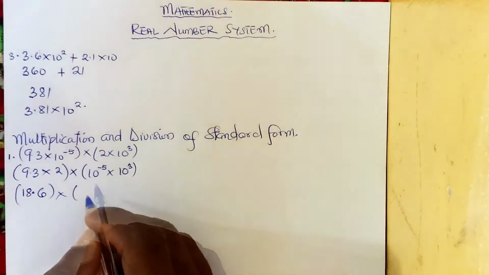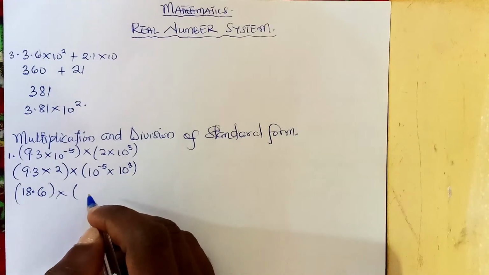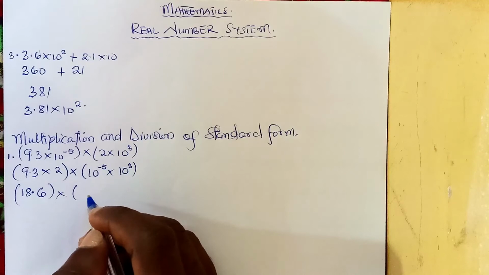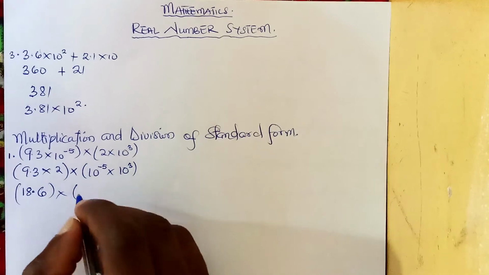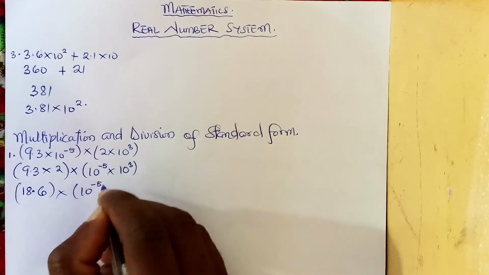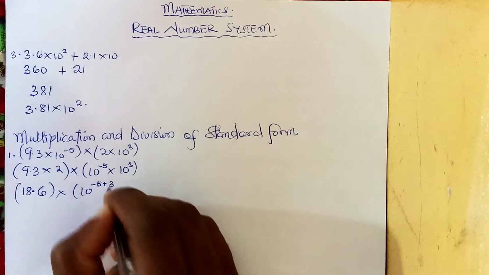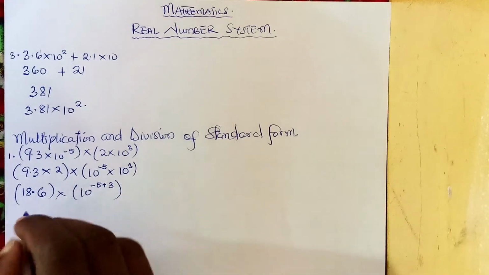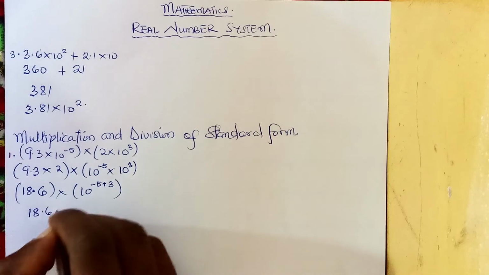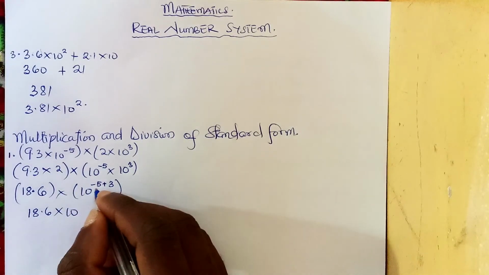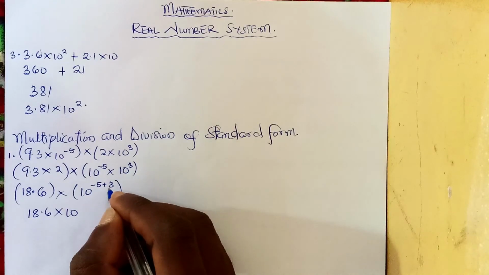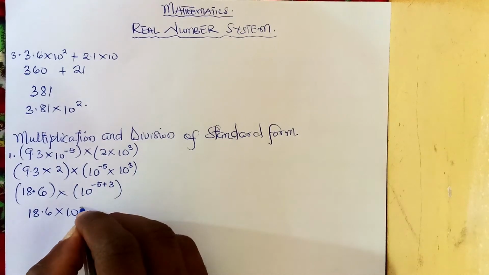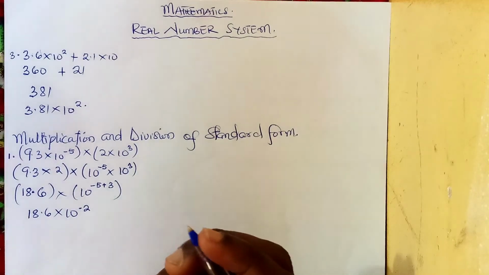As I told you, when numbers have the same base and they are multiplying, what do we do to their exponent? We add them. That's one we have to know. So we have 10 raised to the power minus 5 plus 3. So we are going to get 18.6 times 10 raised to the power minus 5 plus 3, which gives us minus 2. That's our answer.